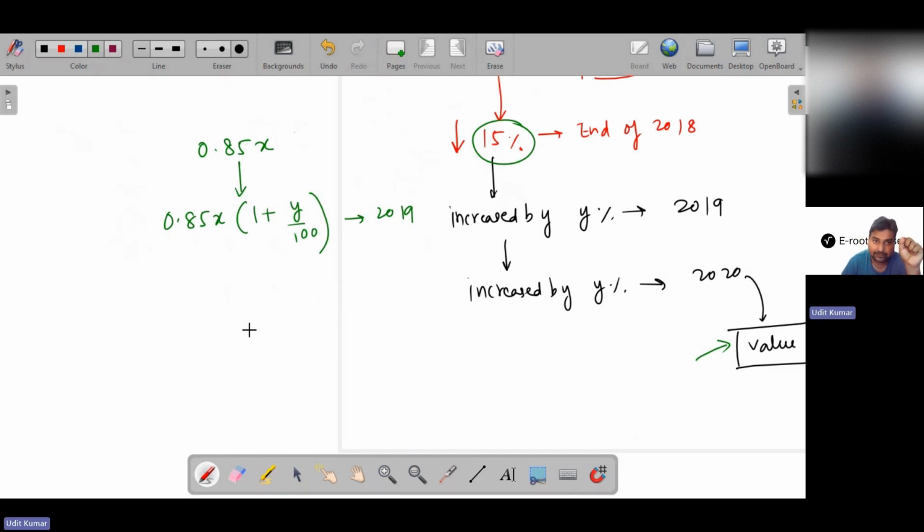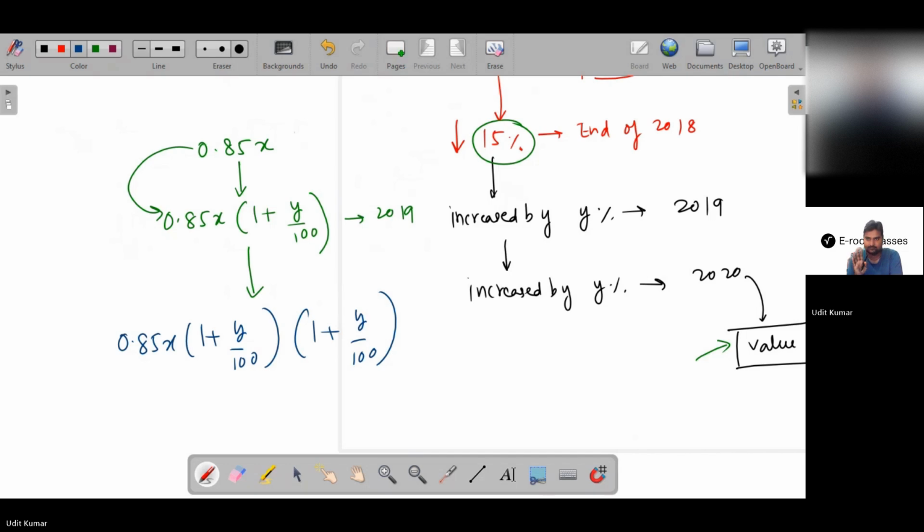Now, what will happen by the end of 2020? Now, this is the price in 2019. On this price, I'm getting again a Y% increase. First, on the 0.85x price, I got a Y% increase. Then I get this 2019 price. Then on this, I'm getting a Y% increase. So again, 0.85x times 1 plus y by 100, and Y% increase of this means, again, times 1 plus y by 100.